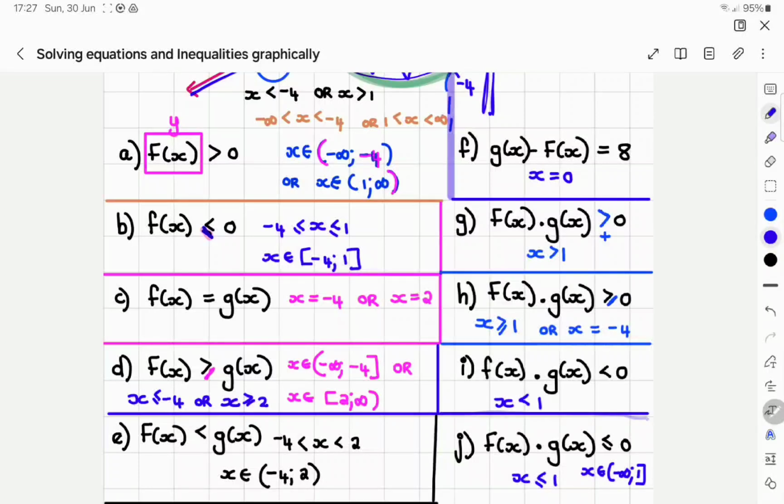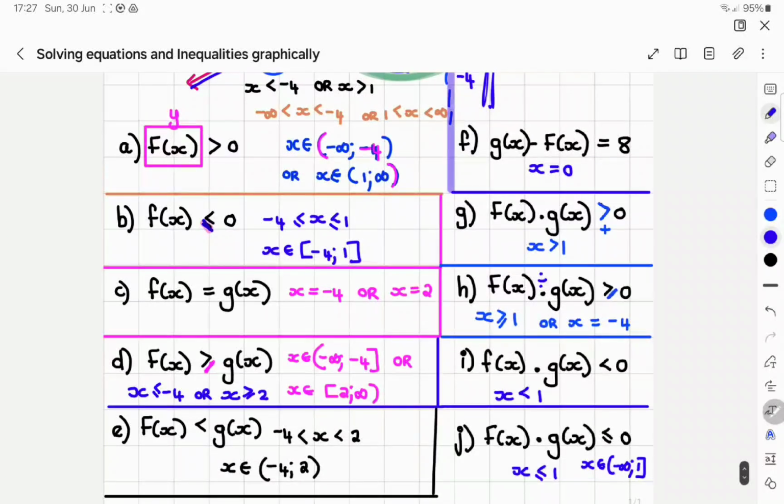I hope it makes a bit more sense, that with all the scribble and scrabble you could at least see what was going on. But these types of questions, please don't be scared of them. They're about 2 marks each, so try your best and make sure that you read the graphs. Remember, multiplication is the same as if they had to say divide by. You treat it exactly the same.